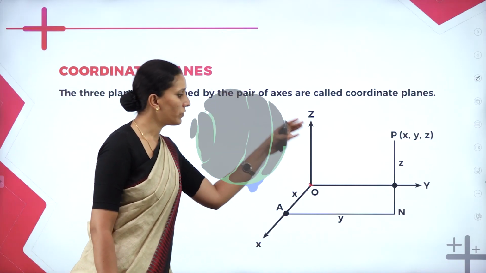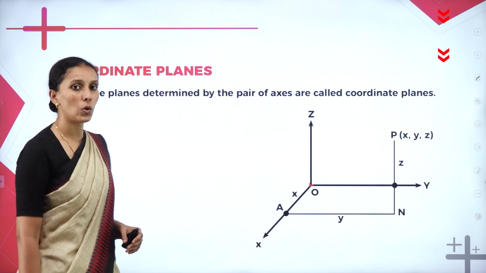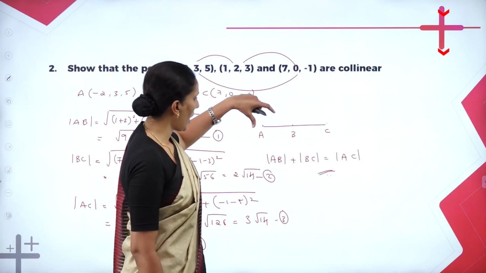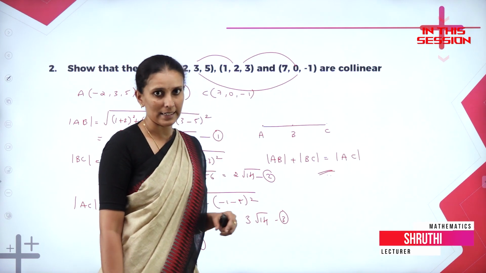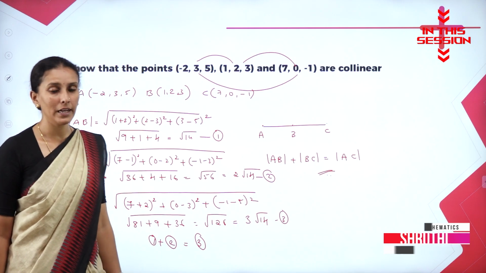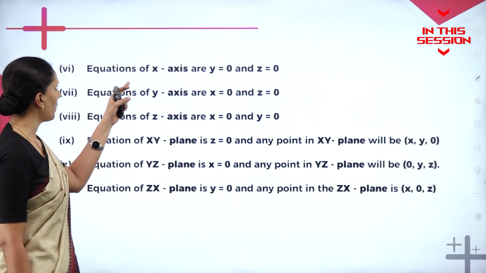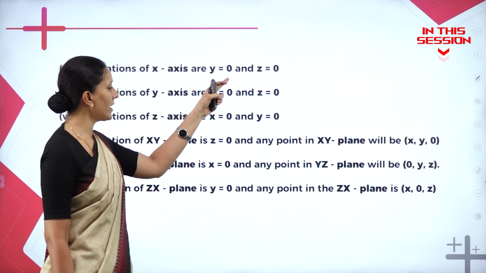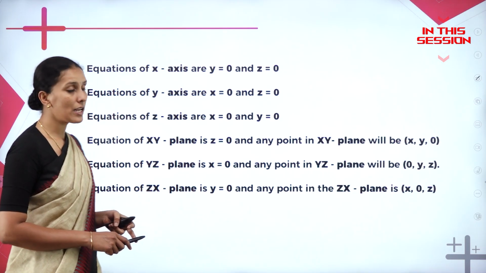The intersection of these three lines forms planes which are termed as coordinate planes. When you add the line segments AB and BC, you will get the line AC. So thus it shows the three points lie on the same line, and hence the points are collinear. So we can see here the equations of x-axis are y is equal to 0 and z is equal to 0, because the coordinates of y and z are 0.